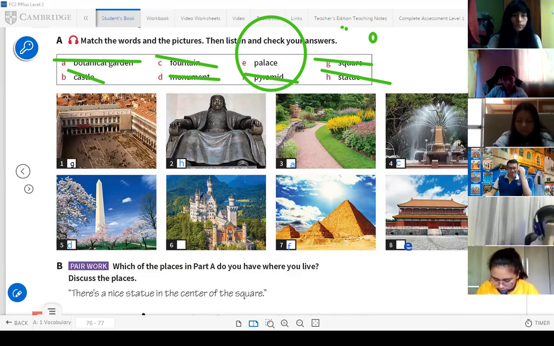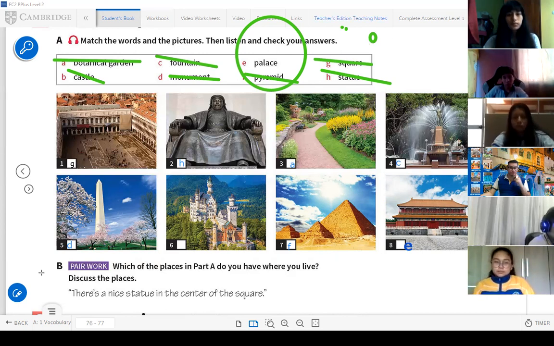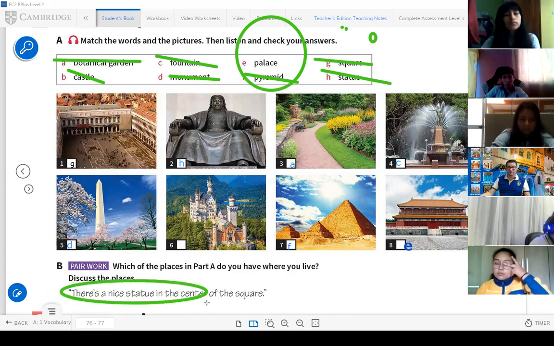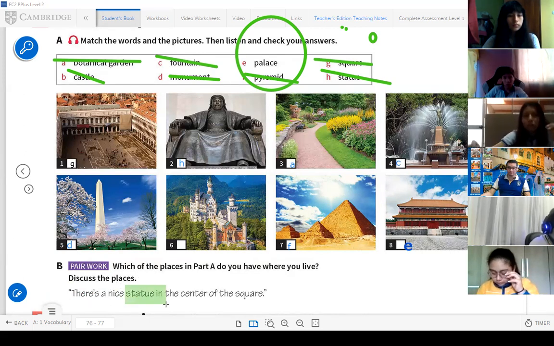Now, we have to do some examples here. For example, we can say some examples in our city. For example, if we talk about Huánuco, we can talk some things, right? For example, in Huánuco, there is a main square, right? When you say that there is, lo utilizamos pues para poder indicar si hay o no hay. For example, you can say there is a nice fountain in the center of the square, ¿verdad?